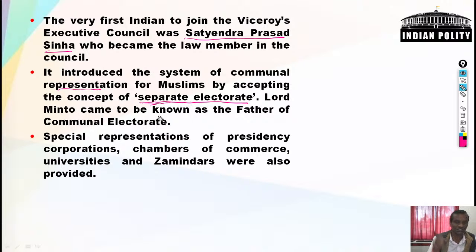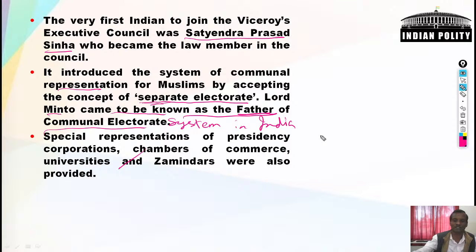दैट शोड द सीड ऑफ कम्युनलिज्म इन इंडिया। भारत में कम्युनलिज्म को शुरू करने वाला एक्ट ये एक्ट है, दैट इज 1909 एंड लॉर्ड मिंटो कम टू बी द फादर ऑफ communal electorate system in India. Okay, so that is the things you have to remember.